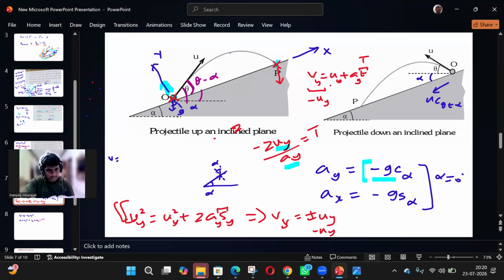Okay, this angle. Here it is theta plus alpha. And the y component is u sin theta plus alpha. But the x component is minus and the y component is plus velocity. The same logic can apply to get the velocity at this point, which will be minus uy. Same logic, you have to get the flight time and the range. Exactly the same thing.